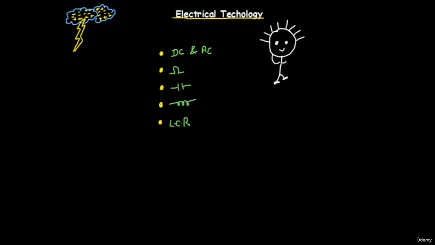Hello and welcome everyone. Now we are going to learn about electrical technology, and in the electrical technology world we are going to start with the very fundamental introduction of AC and DC. After that we are going to cover resistance, and this is the symbol of resistance, also known as omega.